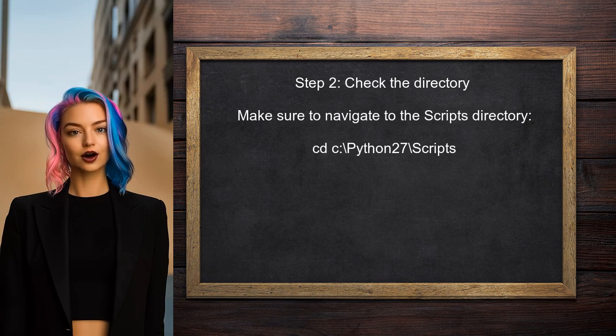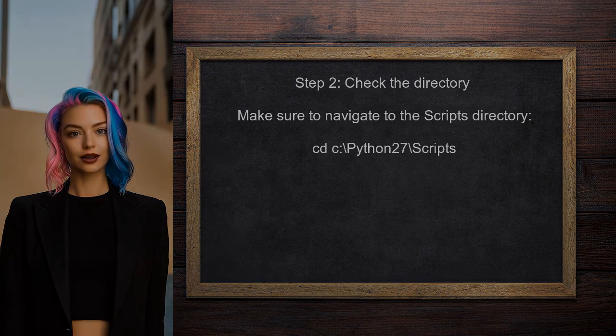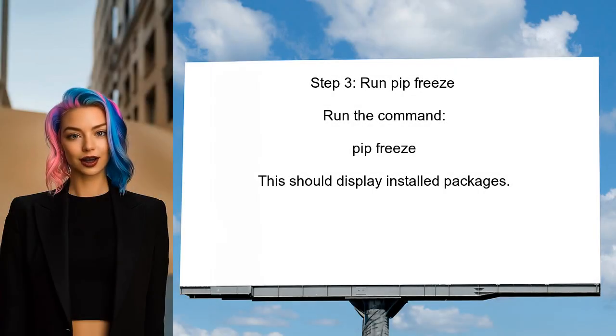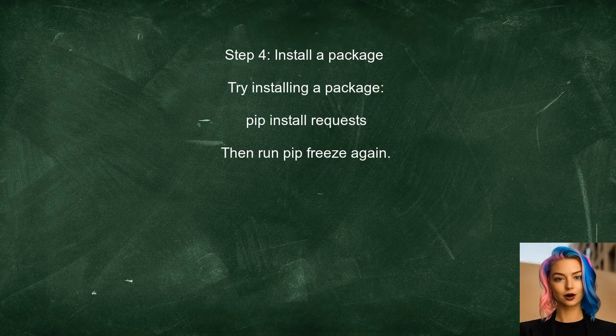The next step is to ensure that the user is in the correct directory. Once in the correct directory, the user can try running pip freeze again. This command should list all installed packages. If pip freeze still shows no output, the user should check if they have installed any packages. They can do this by installing a package using pip.